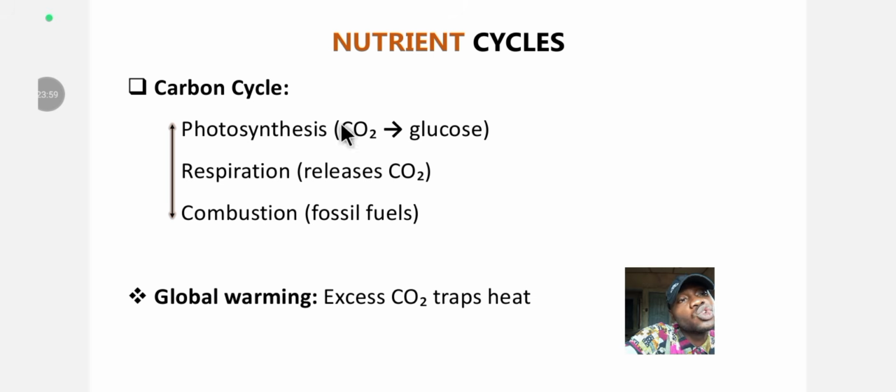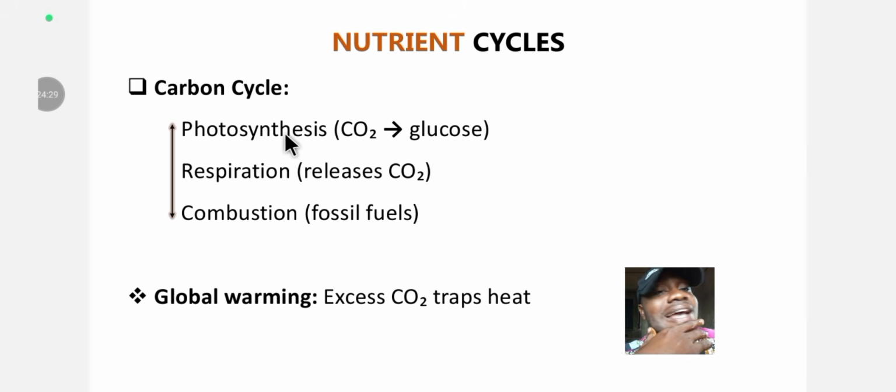Let's understand the nutrient cycles. What is the nutrient cycle? The nutrient cycle means the way nutrients move from one trophic level to another, from the living part of the ecosystem to the non-living part, and also from the non-living part to the living part. First of all, we have to look at the carbon cycle.